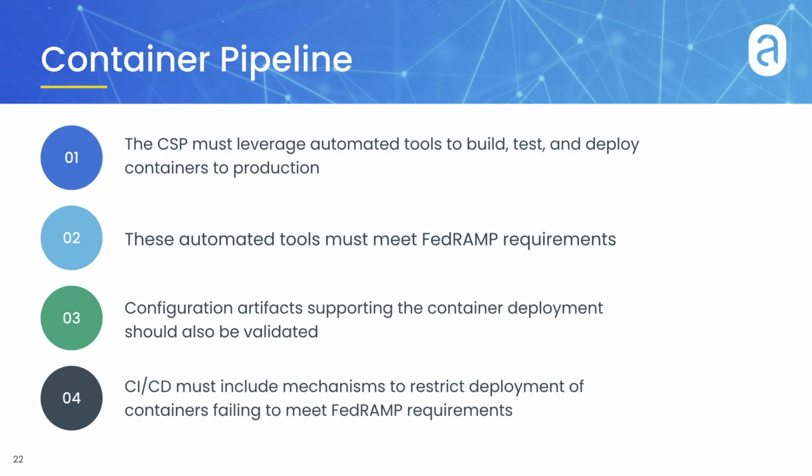Next, the container pipeline. The CSP must leverage automated tools to build, test, and deploy containers into production, and these tools have to meet the FedRamp requirements as well. So whenever possible, try to automate all of these stages: building, security, testing, and then deployment.